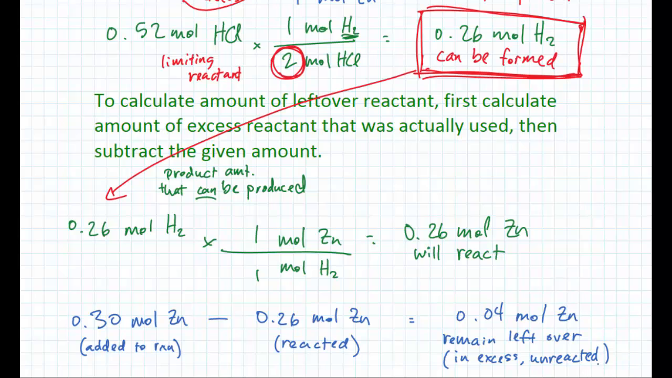But the key, anytime the question is asking how much is left over or how much remains unreacted or anything like that, is to first calculate how much product you actually can form. And then from that, go back to calculate how much of the other reactant would actually get used up to make that. We calculated 0.26 moles of H2 could be formed. From that, we go back and figure out, just using its mole ratio, how many moles of that excess reactant would actually get used up. So in this case, the 0.26 moles of zinc would react. We subtract that from the moles of zinc that we actually started with.